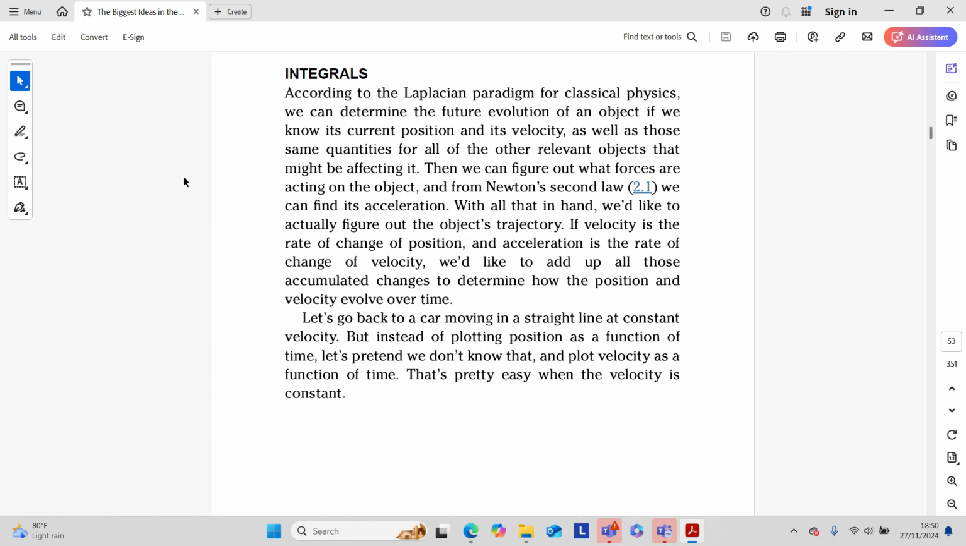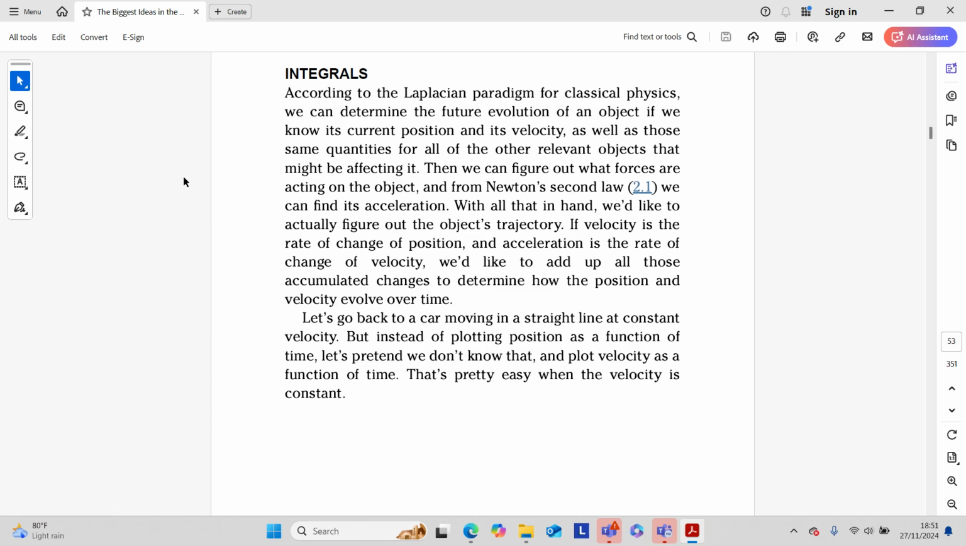With all that in hand, we'd like to actually figure out the object's trajectory. If velocity is the rate of change of position and acceleration is the rate of change of velocity, we would like to add up all those accumulated changes to determine how the position and velocity evolve over time.